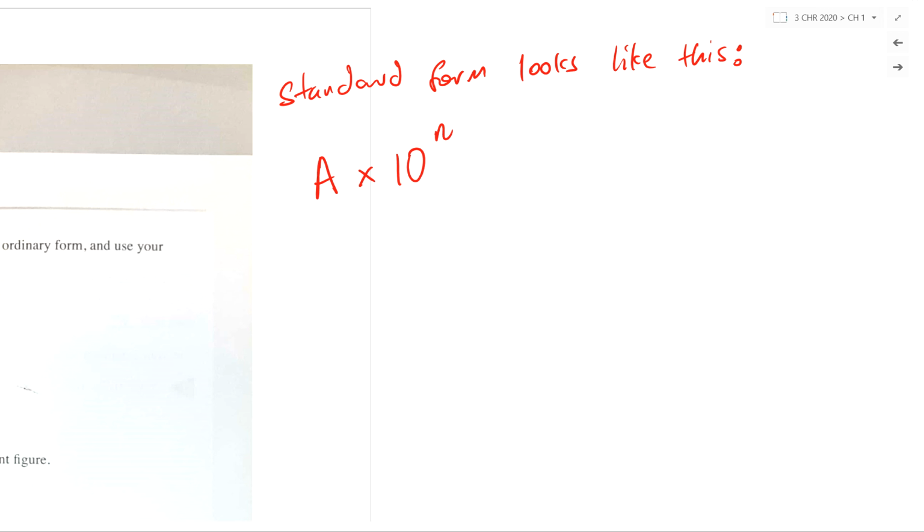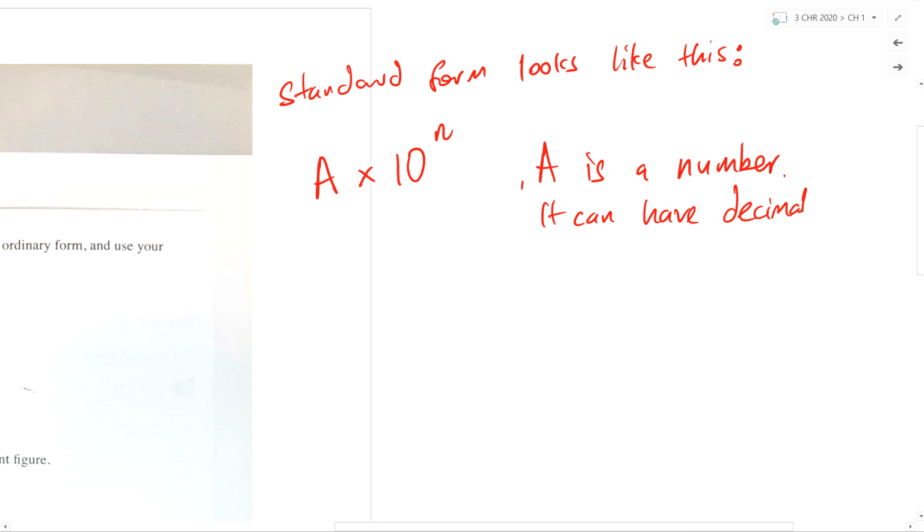The A over here is just a number. It can have decimal. Okay? For your 2 power 40 and 7 power 20, the first number, very long, has decimal. But I've got one thing I need to tell you.